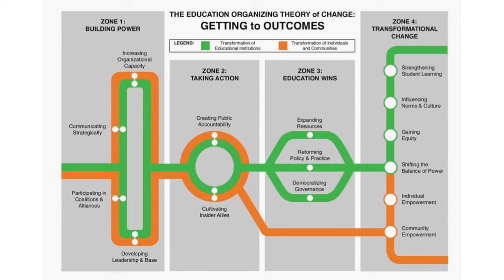You'll notice that the orange line then moves down to the transformational change. It splits off from the green line there, because what we're trying to show is that by participating in both the organizational development and in taking actions, transformational change can occur for individuals and communities, even if education wins don't occur. That's why the orange line runs to the end.